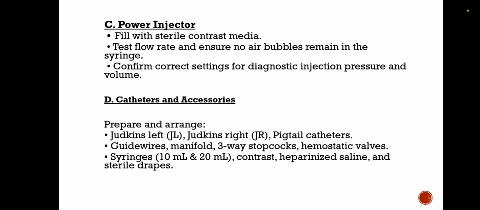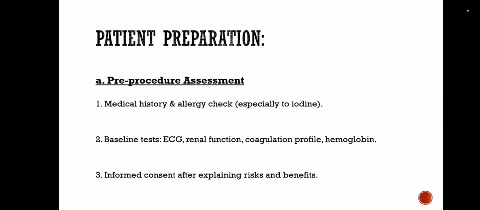Catheters and accessories. So next we have to prepare the catheters. Usually we use catheters like Judkins left, Judkins right, pigtail catheters, and we also use Amplatz right and Amplatz left catheters too. The next is the guide wires, manifold, three-way stopcocks, hemostatic valves. Then we use syringes like 10 ml, 20 ml syringes, contrast, heparinized saline, and sterile drapes. Next is the patient preparation.